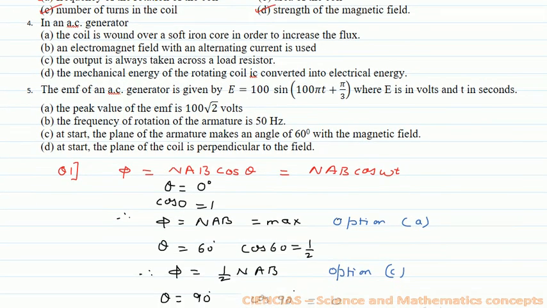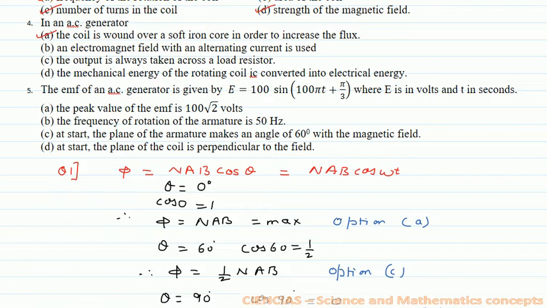Now question number 4. In an AC generator, the coil is wound over a soft iron core in order to increase the magnetic flux. Now soft iron core, when the current will pass from the coil, soft iron core will also get magnetized, and since the magnetic field will increase, flux will also increase. So option A is correct.